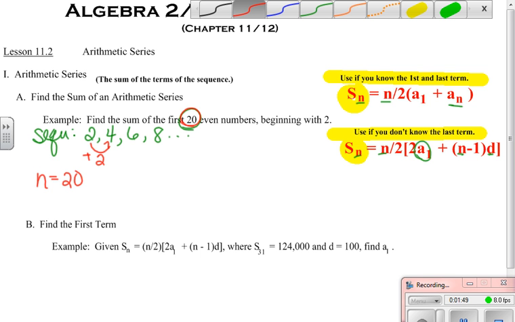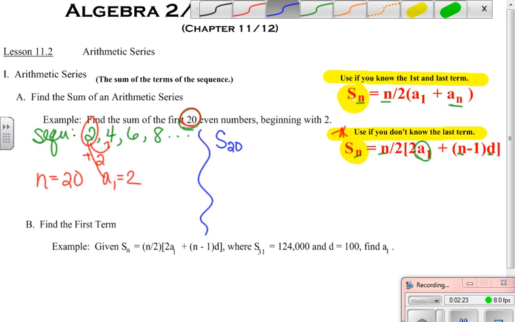So since I know essentially the first and last term, A1 is 2, and A20 is, I could go ahead and find it. If I don't want to find it, I would use this formula. So let's go ahead and use that formula first, just for experimenting, to save myself the work of writing the equation for the sequence to find the 20th term.